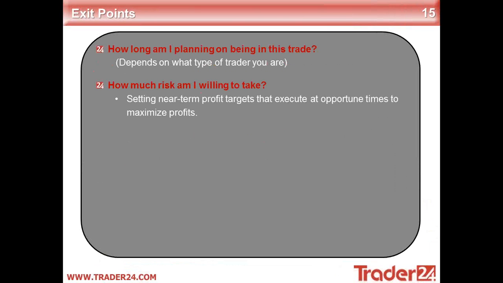Setting near-term profit targets that I can execute at opportune times to maximize profits. One of the big mistakes that clients tend to make, and they tell me all the time, is they'll say, right, well Mark, I'm getting 8 out of 10 trades right, but I'm still losing money. What they're basically doing wrong is, on the 8 trades they're only taking small profits, but then taking big losses on the other 2. It should be the other way around, quite frankly. So we want to make sure that the risk profile is correct before we get into the trade.